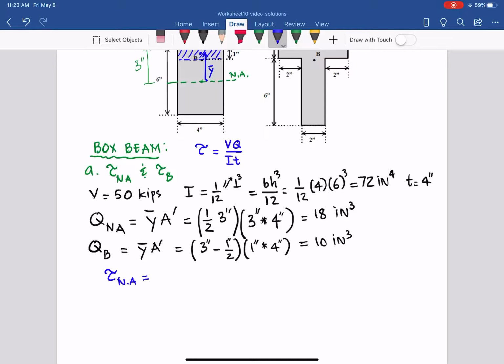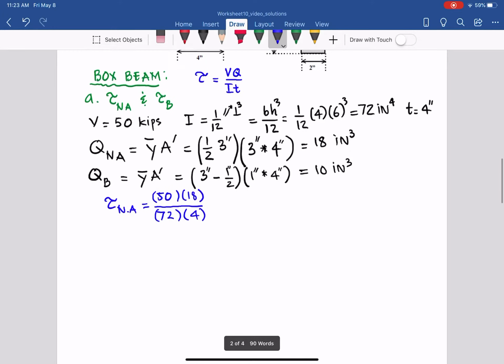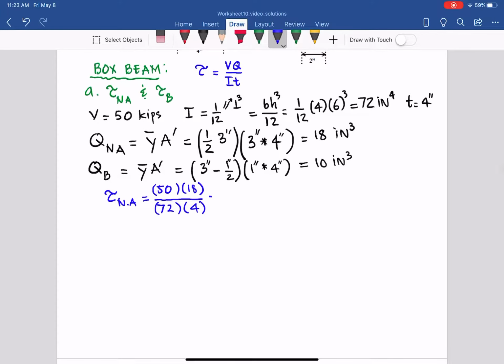Tau at the neutral axis equals VQ over IT, so it equals 50 kips times Q, 18, divided by I, we have 72, T in this case 4, so this one equals 3.125. The unit is KSI, because all is in kips and inches. So that is the first answer we have.